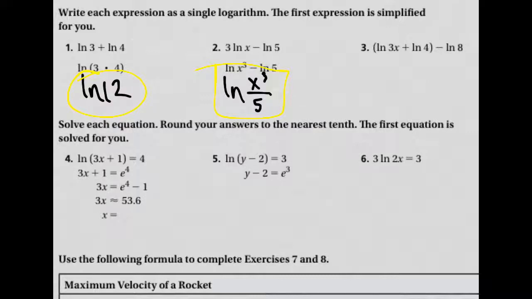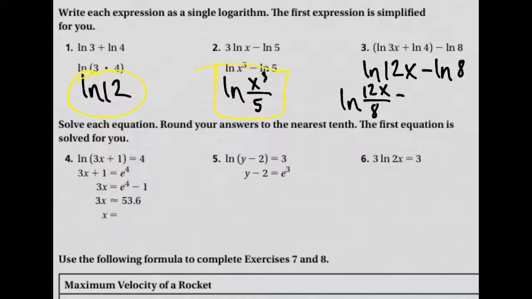And number 3, ln of 3x plus ln of 4 minus ln of 8. I'm going to do the stuff in parentheses first. Since they are both natural logs, the base is e, I can put them together using the product property. So that first one is going to be ln of 3x times 4, which is 12x, minus ln of 8. Now I'm going to use the quotient property, subtraction. So now I need to divide. So I'm going to get ln of 12x over 8.